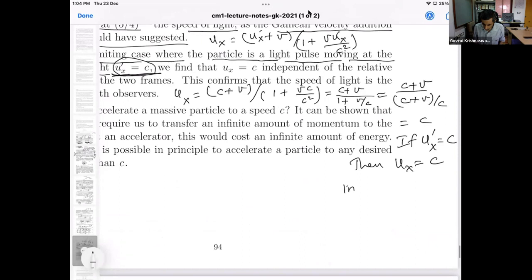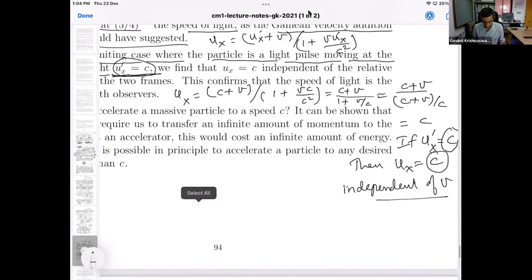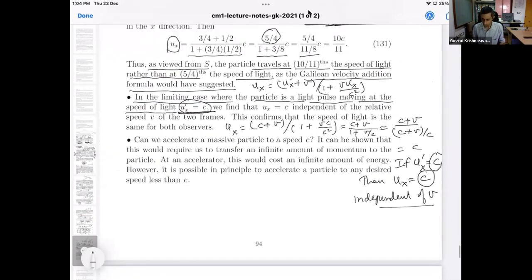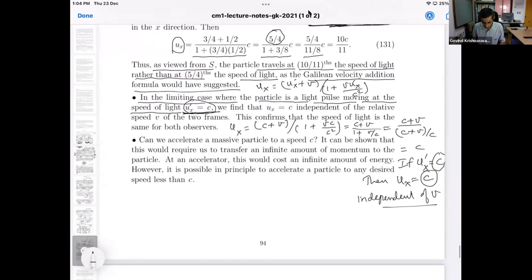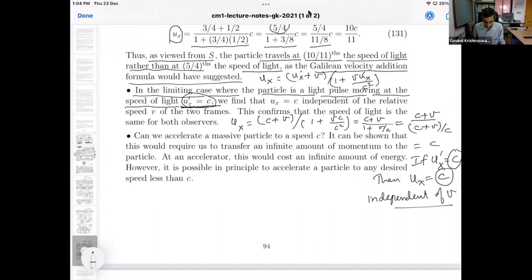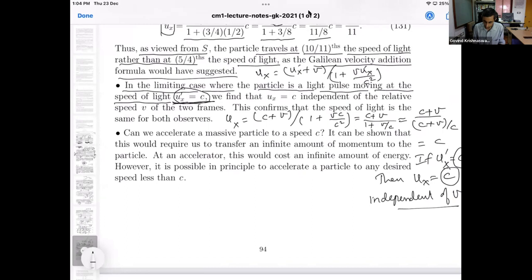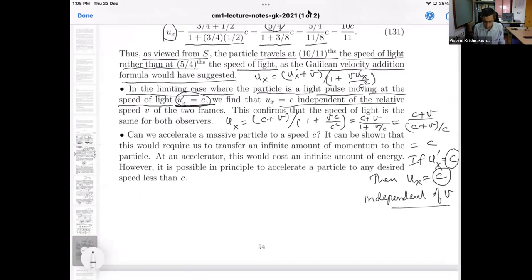independent of v. Okay, that is the important conclusion, that no matter by what velocity you boost your frame, the speed of a light pulse for both observers is one and the same, c. Okay, so this was a feature that we wanted. That is how we derived the Lorentz transformation. We encoded it. So no wonder it is also consistent with the velocity addition rule. So this confirms that the speed of light is the same for both observers.